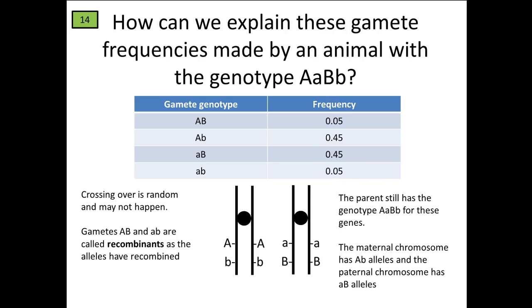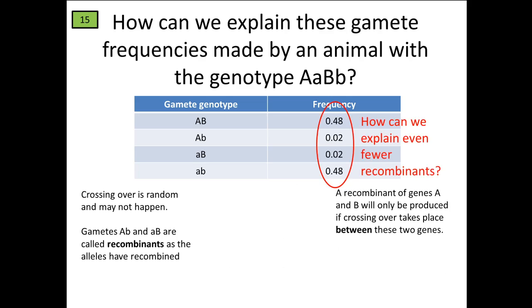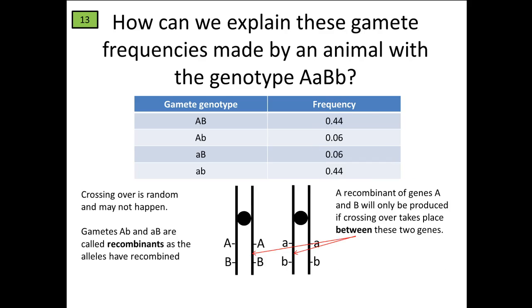Right. So we've gone from that, as we're going back to how it was before. How can we explain even fewer recombinants? So before, let's go back a bit further. It was 0.44, 0.06.